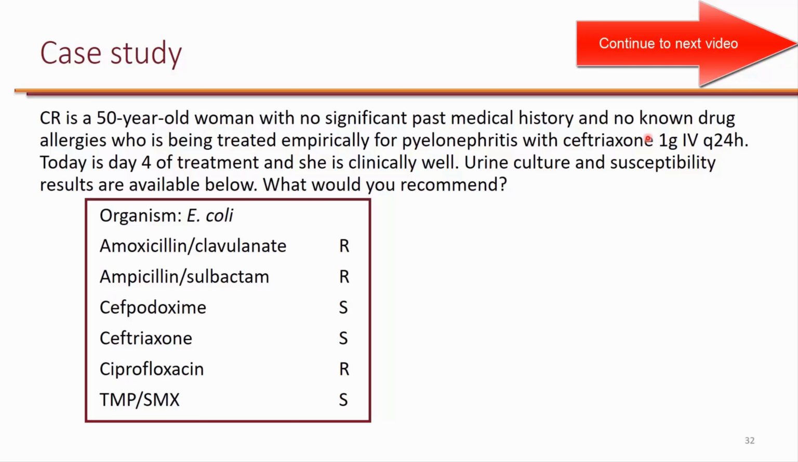For example, if this patient happened to have a sulfa allergy, then trimsulfa would not be an option, and then you can use cefpodoxime. But since this patient does not have a sulfa allergy, we would go ahead and choose Bactrim, or trimsulfa, as the best option.